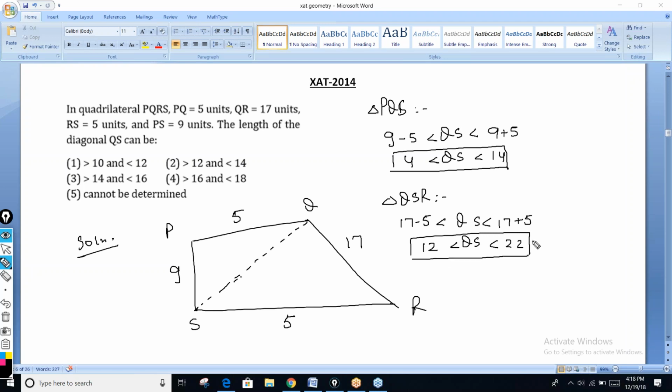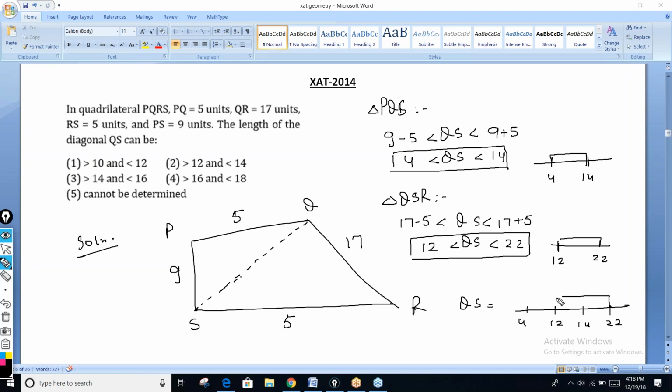So can you tell me the range of QS? From here you are getting 4 to 14, and from here you are getting 12 to 22. So what is the common range of QS? If I put it on the number line, it is 12 to 14. What is the common range which satisfies both conditions? That is 12 to 14, and that is the answer.